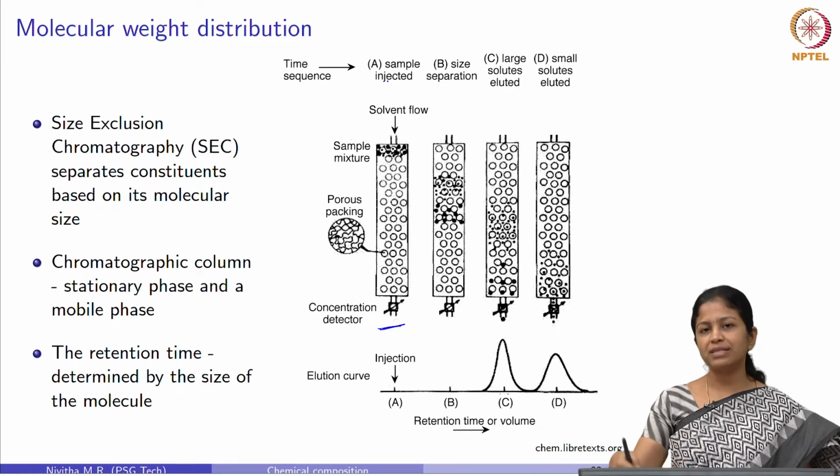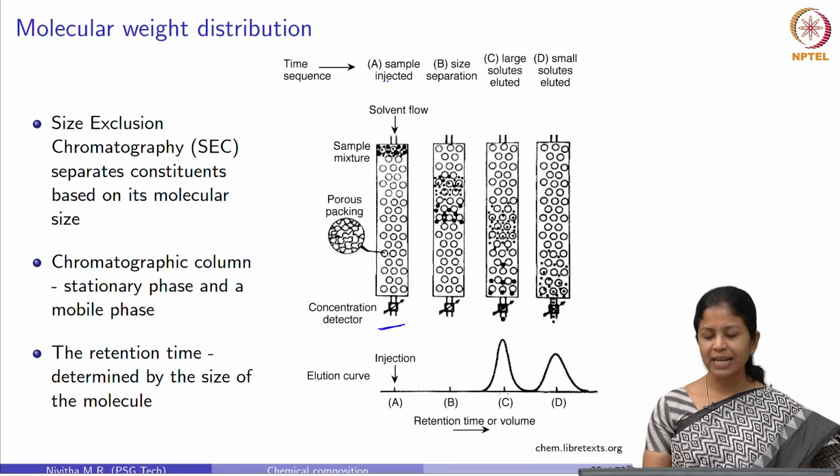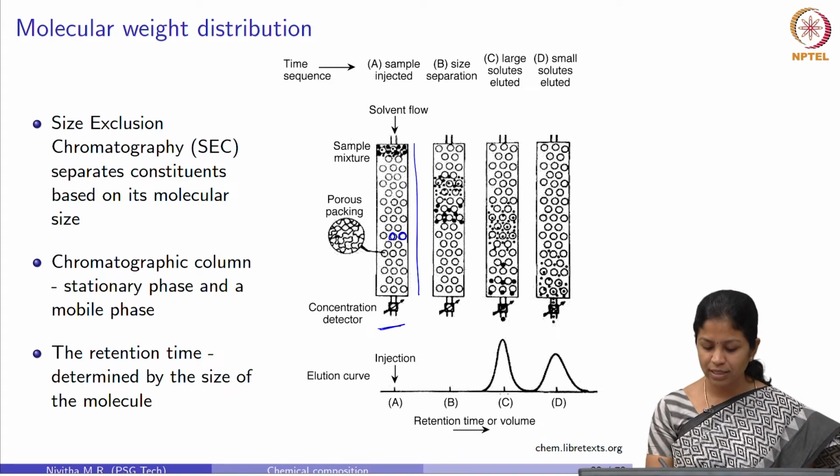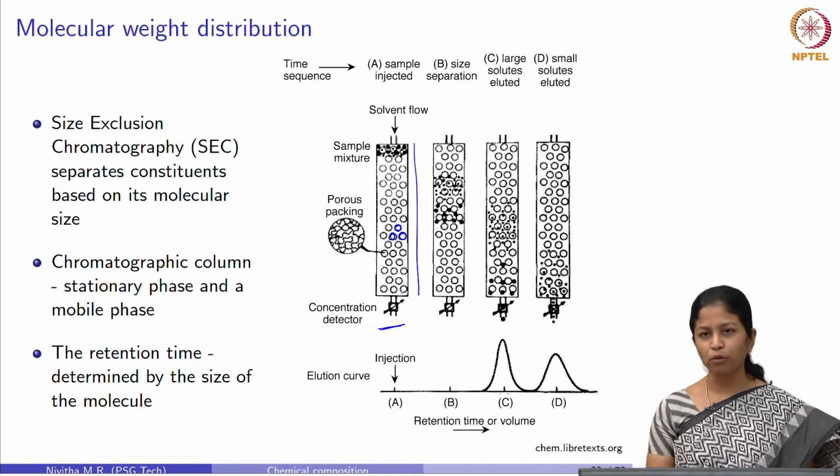There are 4 phases which are present here. So first I will define what a chromatographic column is. It is nothing but a vertical column which is present here with a porous packing. You can see these circles which are present here. So these are porous packing.